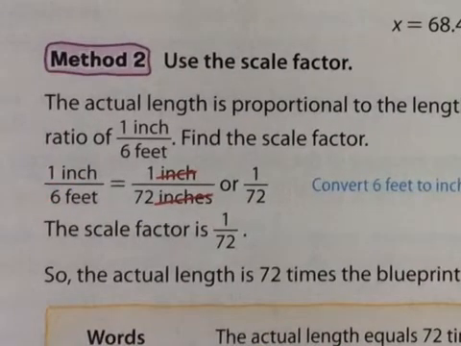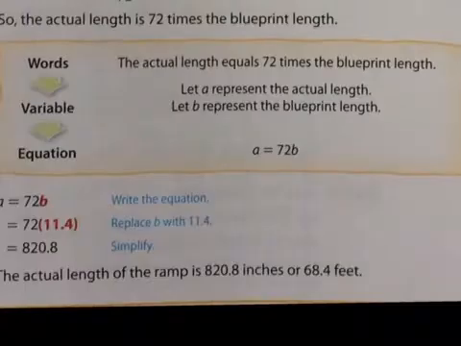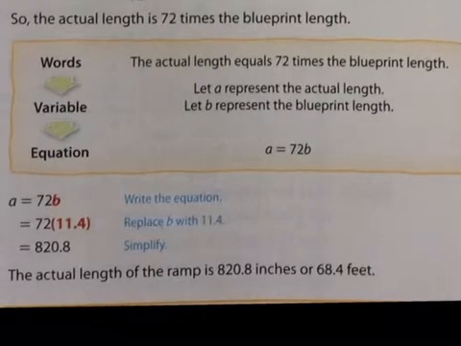You know that every foot has 12 inches. So 6 times 12 is 72. So our scale factor is 1 to 72. For every 1 inch, we will have 72 inches. And here's how we can say it. We can actually say that the actual length equals 72 times the blueprint length. So the ramp is going to be 72 times larger than the model.